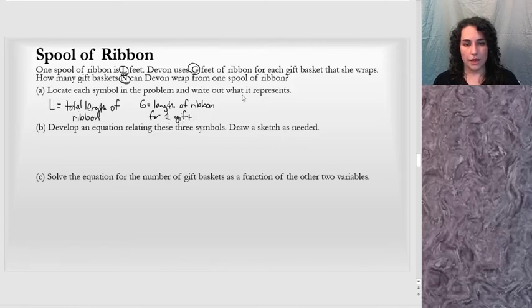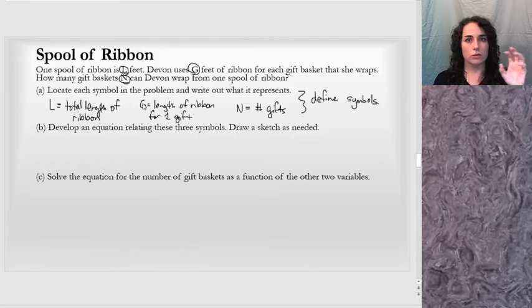And N is in here. N is the number of gifts. So when I say define your symbols, this is what I am referring to. Define your symbols. I don't need to know what values they are. All I'm identifying is the symbol I'm using to represent it in equations, and also the words that go with describing what that thing represents. Okay, so A is done.